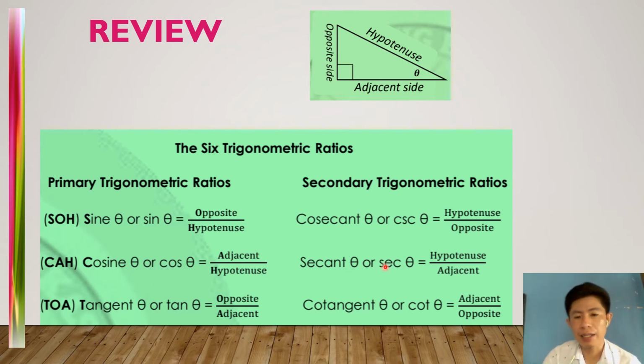Cosine theta has reciprocal secant theta. Yan naman yung dalawang mag-reciprocal. So, if cosine theta is equal to adjacent over hypotenuse, then its reciprocal will be hypotenuse over adjacent. Same goes with tangent and cotangent. They are also reciprocals of each other. So if the formula in finding tangent theta is opposite over adjacent, then its reciprocal, which is cotangent theta, will be adjacent over opposite.